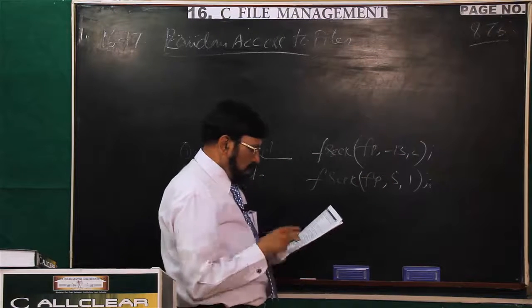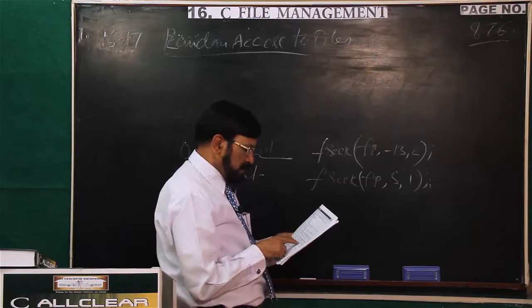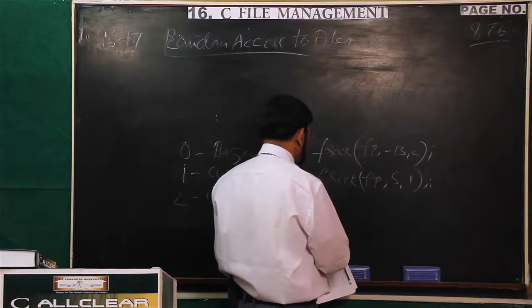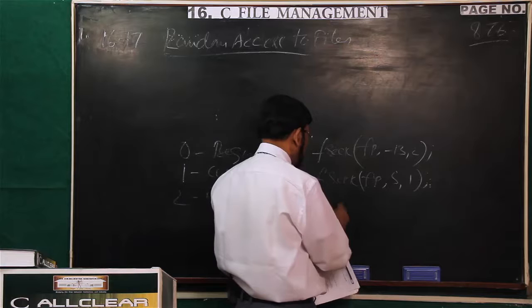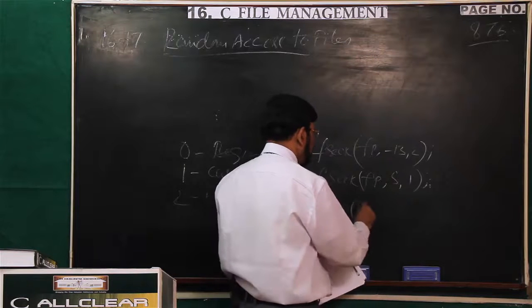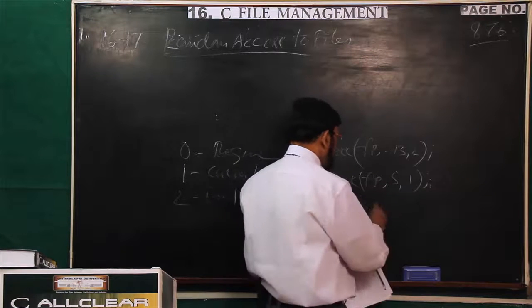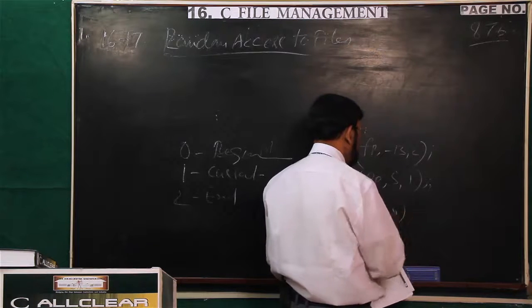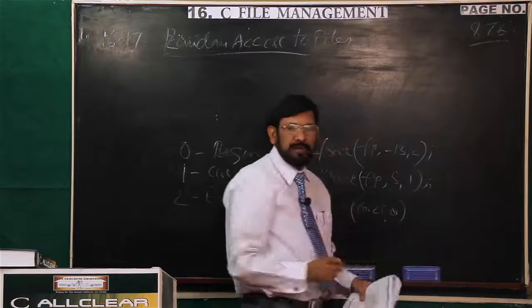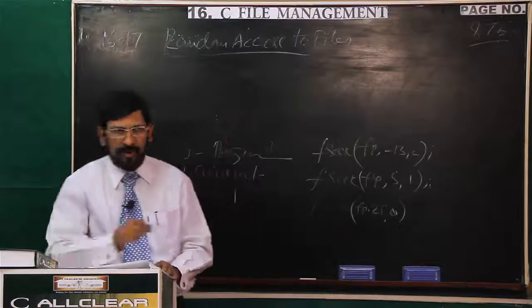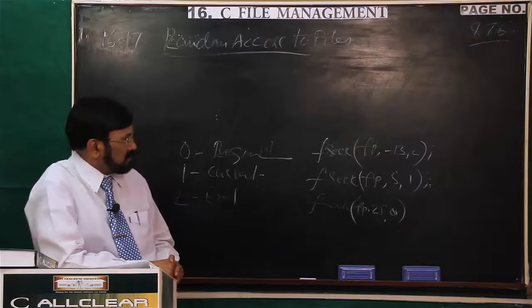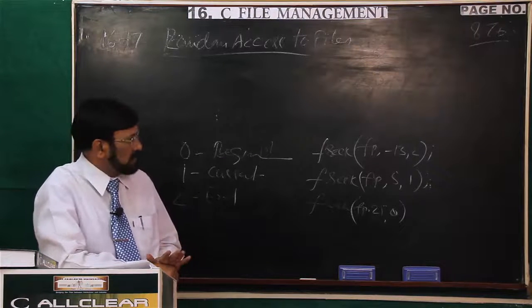Next, go forward by 25 spaces from the beginning of the file. Now you see fseek fp, 25, 0. 0 represents the beginning. In this way, whatever record you want to access, randomly you can access. These three functions are useful for this.